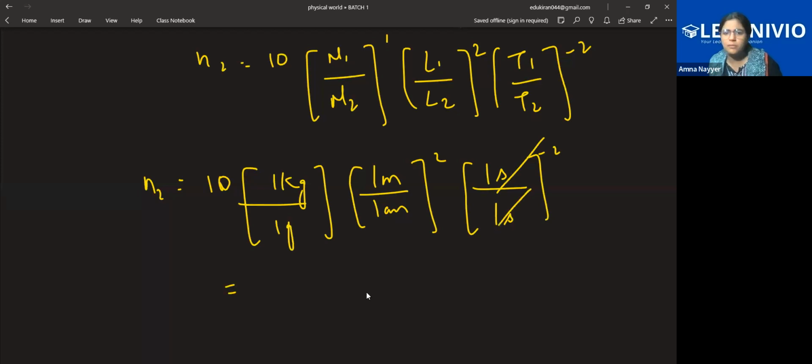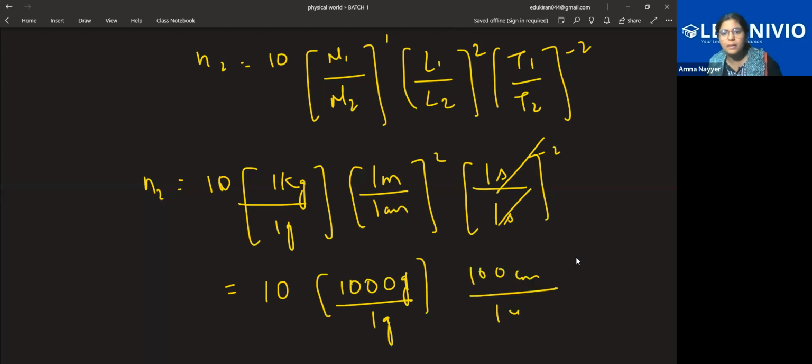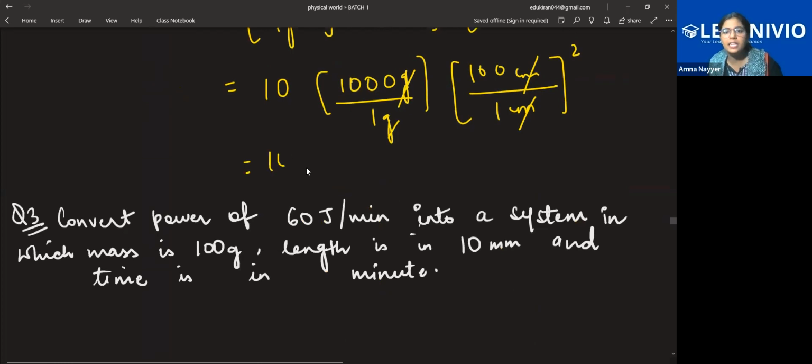So see, 10 into, this is 1000 grams divided by 1 gram, multiplied by 1 meter is equal to 100 centimeters divided by 1 centimeter to the power 2. Centimeter got cancelled, gram got cancelled. So what do we have? We have 10 into 10 to the power 3 into, see, this is 100 into 100, 100 square. That is 10 to the power 4. So this becomes 10 to the power 8.